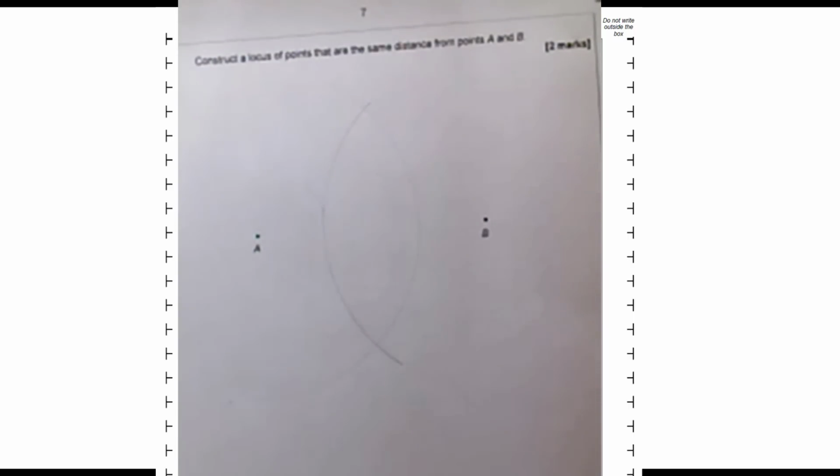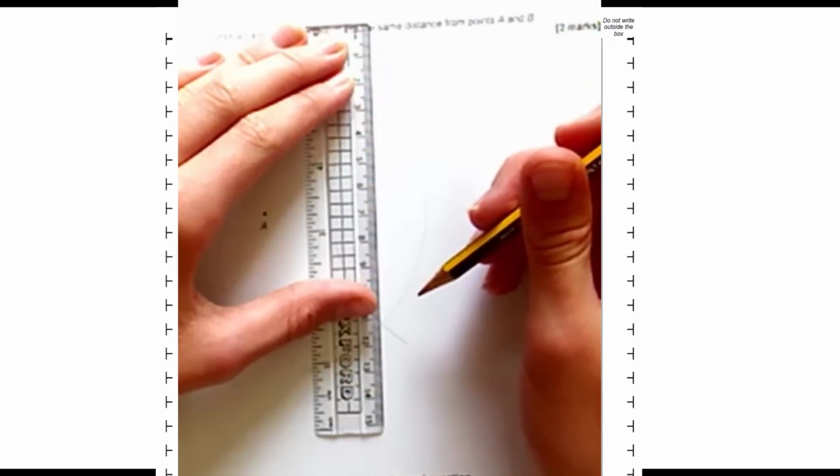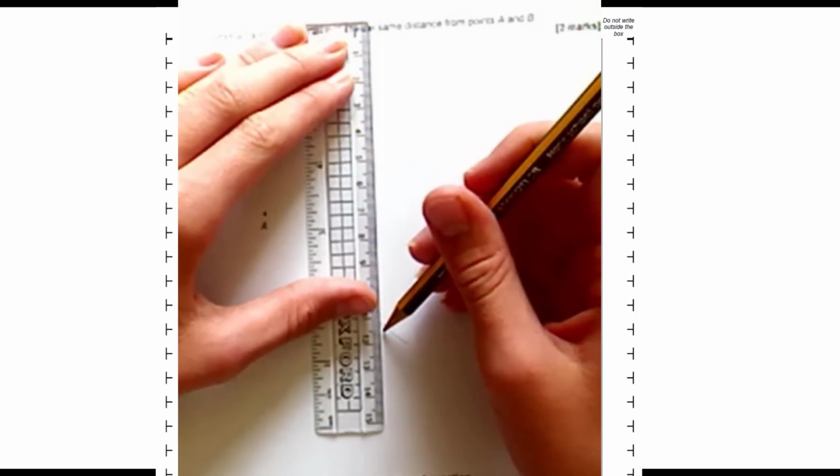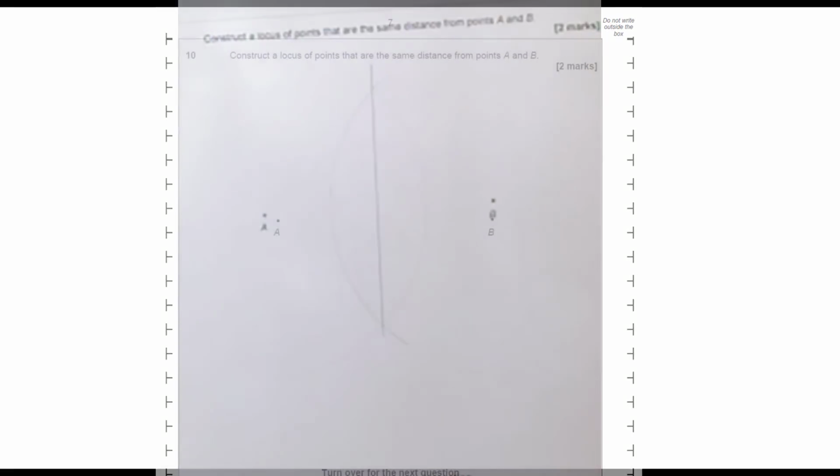So once you've got your two arcs and your two crossing points, you pick up your ruler, you align it up with your two crosses, and you draw your straight line between them. And that will be your perpendicular bisector.